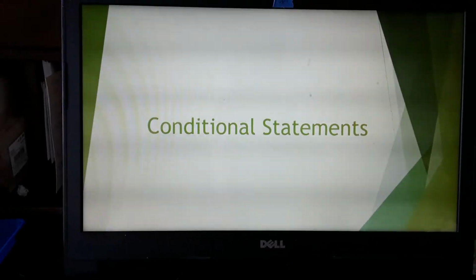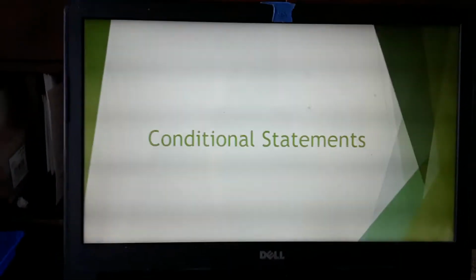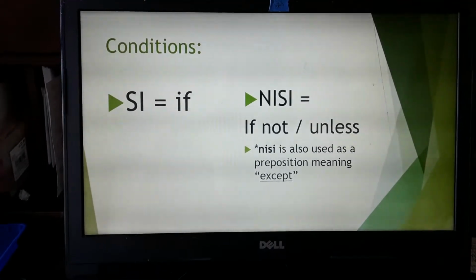Hi guys, today we're going to learn about conditional statements. Now we've seen a bunch of them before, but today is going to be a little bit more in-depth view.